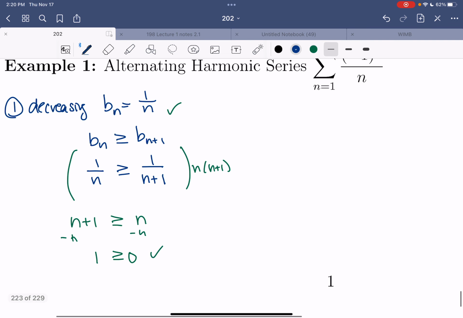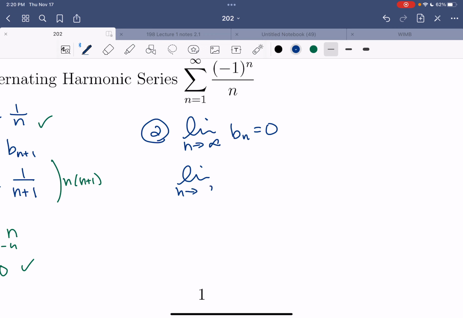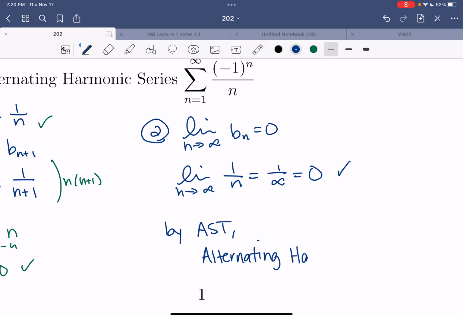The second piece that we need to show is that the limit as n goes to infinity of bn is equal to 0. So let's take a look. The limit as n goes to infinity of 1 over n is, in fact, 0, right? You get 1 over infinity, and that's equal to 0. So that one checks as well. So then by the alternating series test, this alternating harmonic series is convergent.